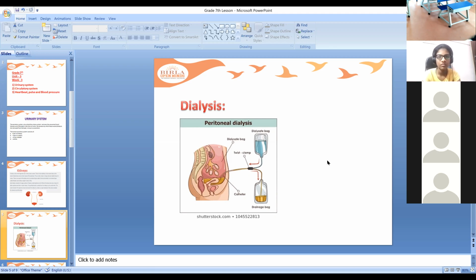So if the patient does not want to go with the dialysis, then he must go with the transplantation. He can go with a surgical procedure in which his kidney will be replaced with a healthy kidney from a donor. If someone is donating a kidney, a person can be with one kidney. He can live, he can survive with one kidney. He can donate one kidney.